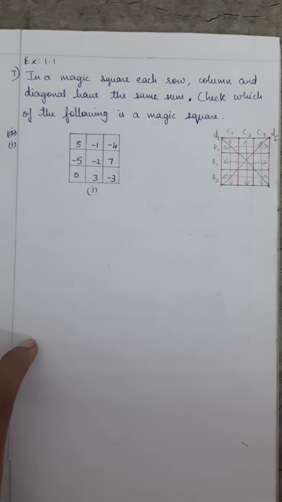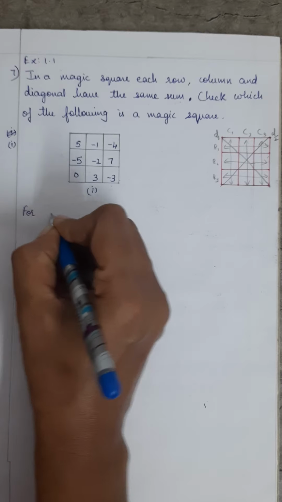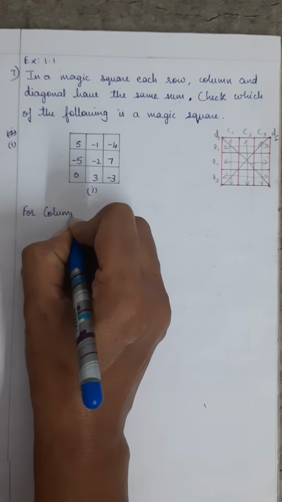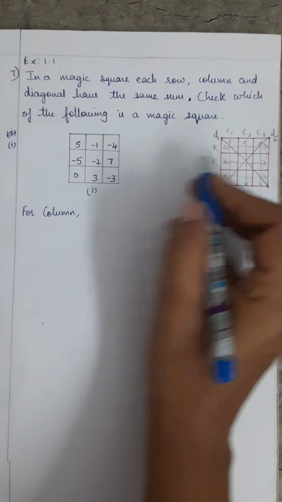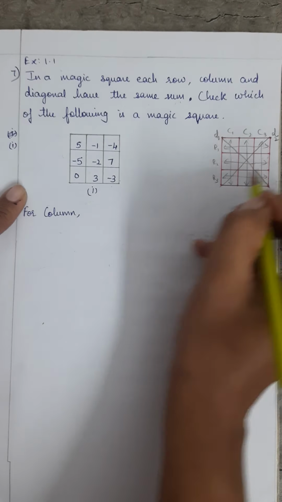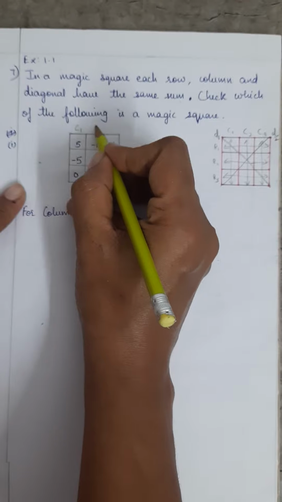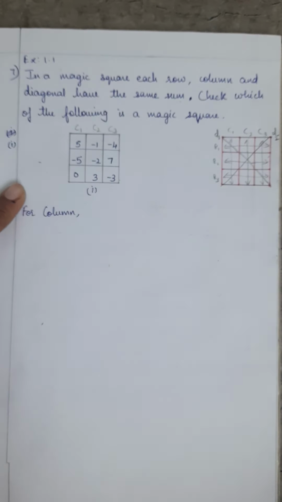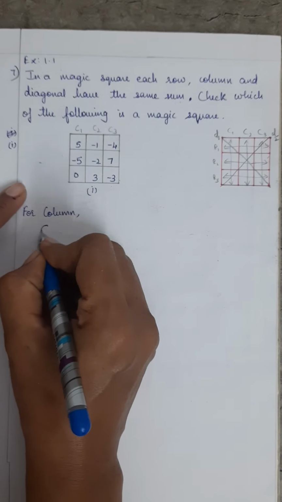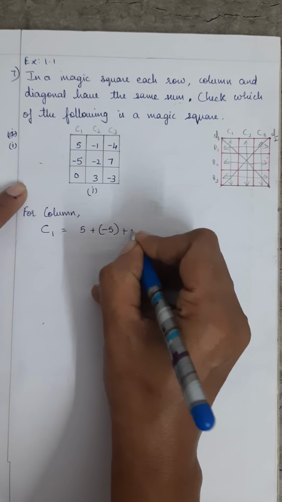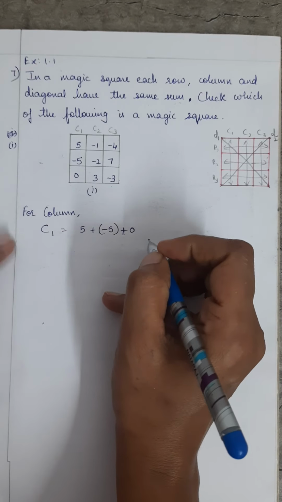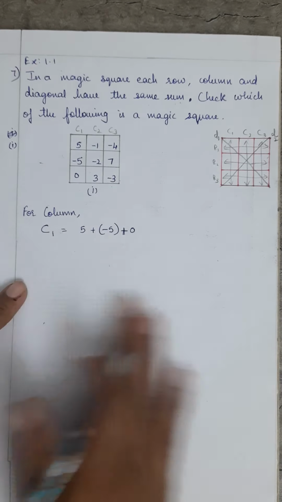So first, what can we do? We'll start with the columns. We have mentioned the first column as C1, so this will represent C1, C2 and C3. I'm taking the first column, that is C1. C1 is 5 plus -5 plus 0. So we'll add this and find out the answer.